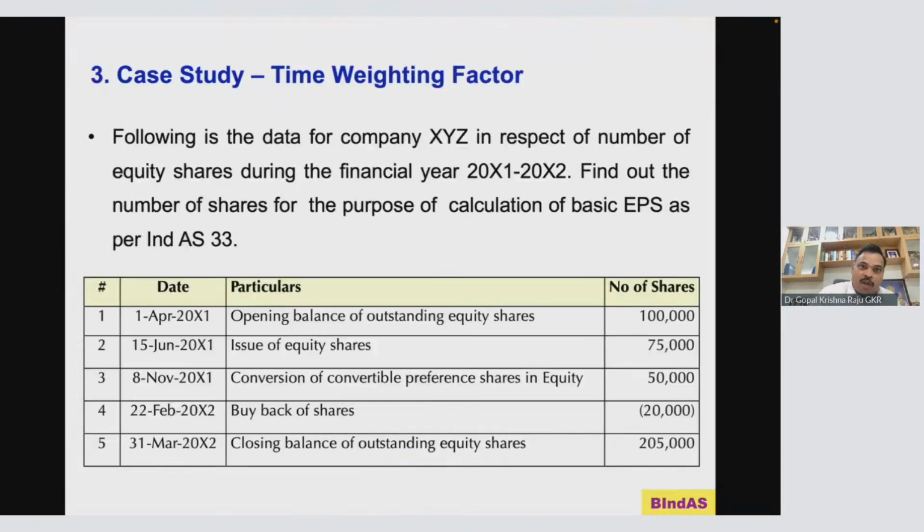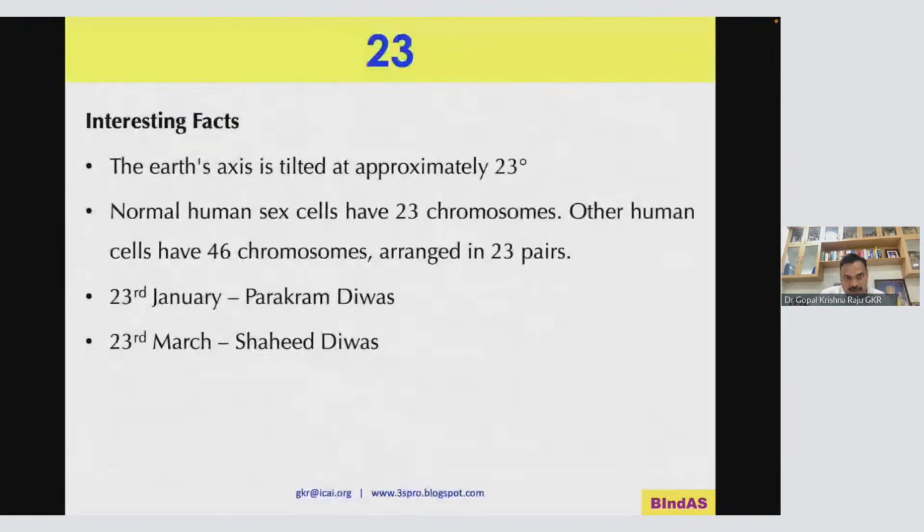And similarly, 23 is also special, guys. Your earth axis is not straight. Earth axis is tilted 23 degrees. And human sex cells have 23 chromosomes. Other human cells have 46 chromosomes, arranged in 23 pairs.